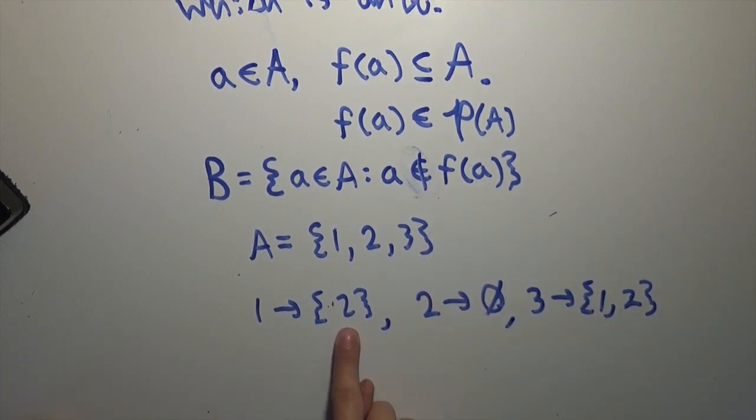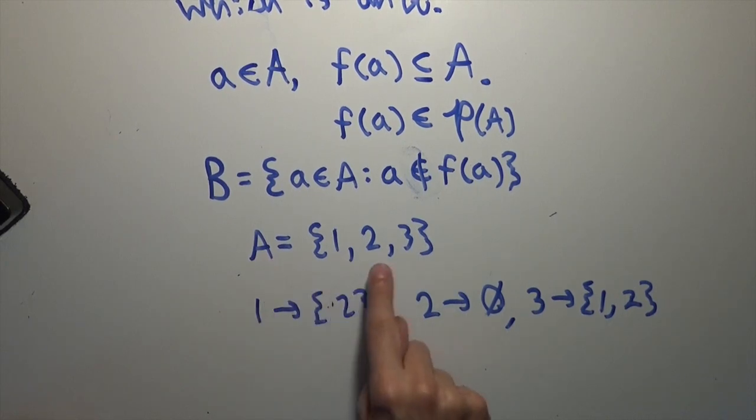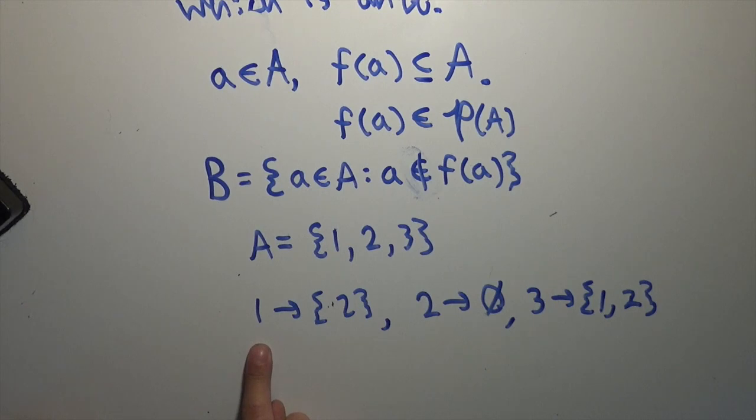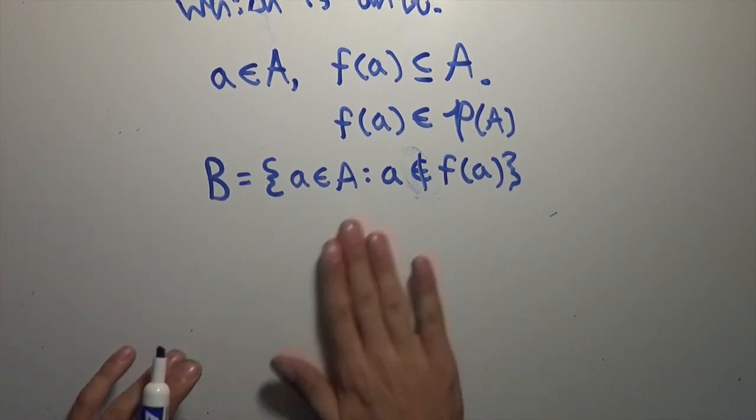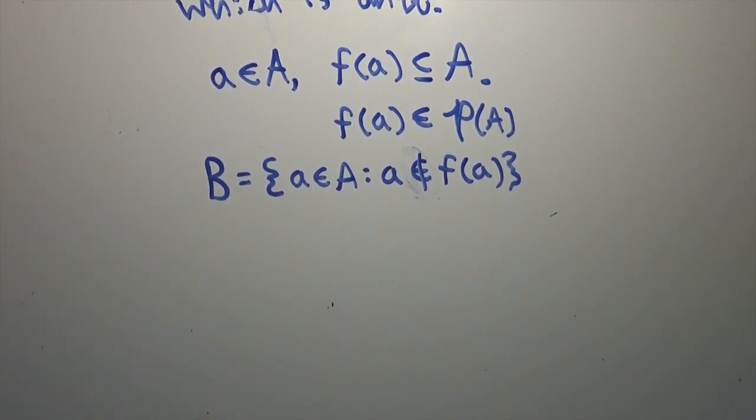1 is not in the set that only contains 2. 2 is not in the set that contains nothing. And 3 is not in the set that only contains 1 and 2. So this would be a case of taking each element of A and mapping them onto a subset of A that does not contain the element that we started with. And that's essentially what this subset is. Of course, clearly, with a finite set it doesn't work, so we're not assuming anything about the size of A. And we're going to show that this leads to a contradiction.